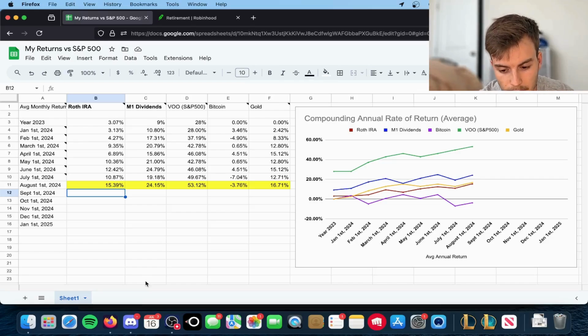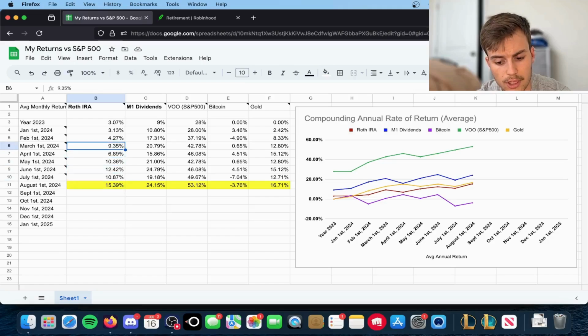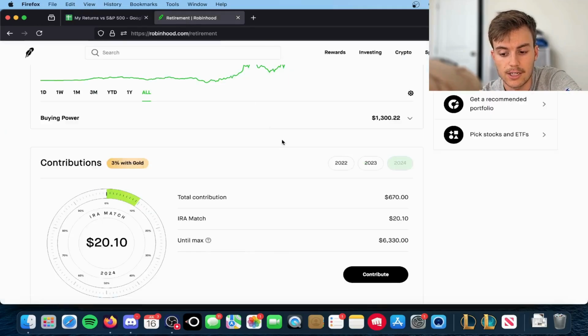So I am up in my Roth IRA currently around 15% all-time growth. Last time I made a video, I think it was around March, April, around springtime, and I had about 6% returns. So to go from 6% to 15% is pretty awesome. So let's head over into the retirement account and take a look at any changes I might have made.